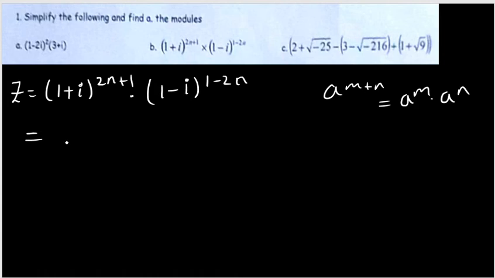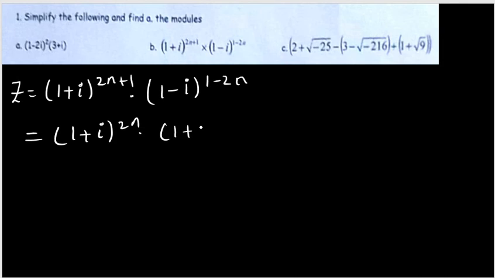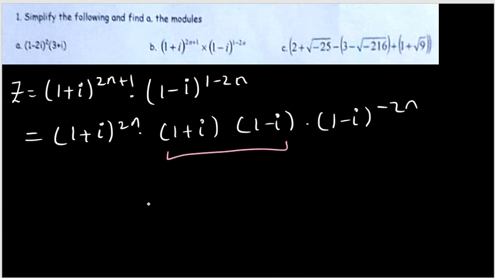So I can write each of them in that form, and then let us try to collect terms having the same exponent. So what to do? (1 plus i) to the power of 2n times (1 plus i), the first only, and the second one again, (1 minus i) times (1 minus i) to the power of negative 2n. When you observe the middle part, these two are conjugates of each other. So when you multiply, it will be just 1 square plus 1 square, that is 2. So the middle part is just 2.